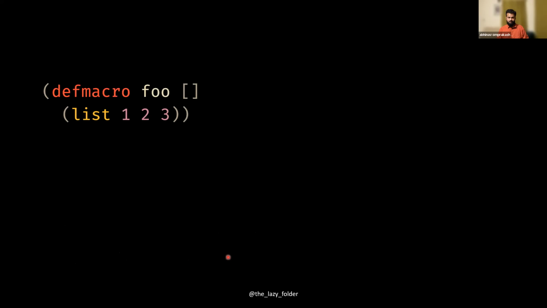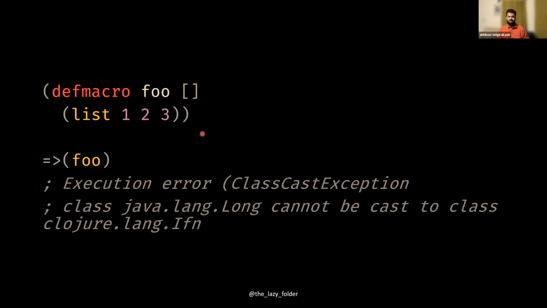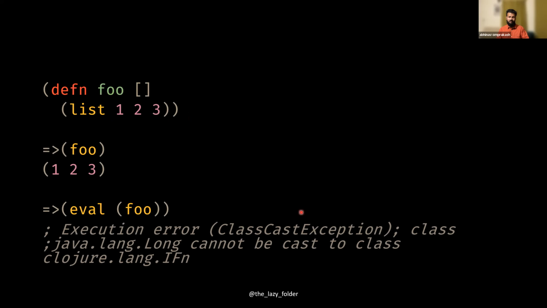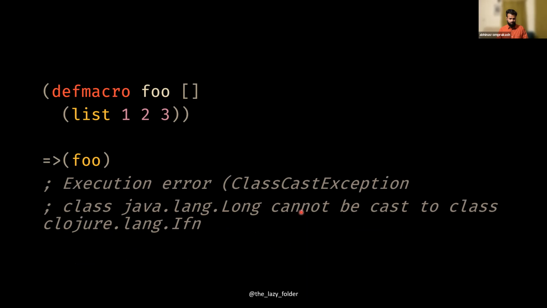When you call a macro, we define a macro foo with list 1, 2, 3. It looks exactly like the function, but when we call it, it returns a class cast error. When you relate it to this, when you're evaluating it twice, you get the same error. So that gives you an idea that data is being evaluated twice in a macro. Macros return some data and that gets evaluated.